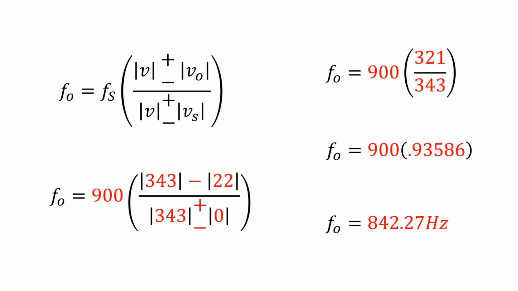So using the equation, I plugged in my values for the source and the observer. Since the observer is moving away, I used a negative sign, and this resulted in a fraction of 321 over 343. And by multiplying that fraction by 900, I ended up with 842 Hertz.